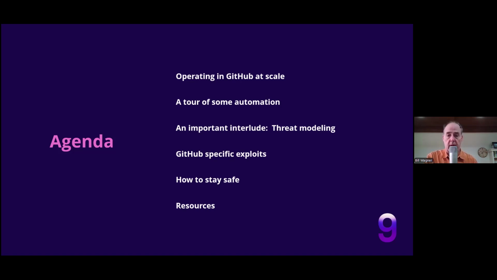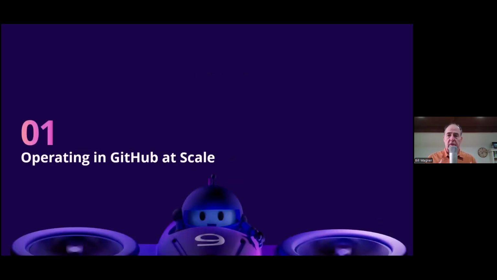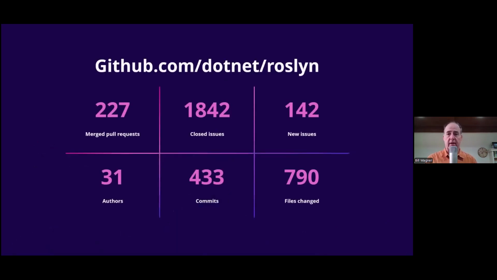Okay, so what do we mean by running GitHub at scale? This is just some of the things in our repositories for 1 month, I believe it was. Okay, so Roslyn is, for those that don't know, the repository that has the source code for the C Sharp and Visual Basic compilers. So in 1 month, merged 227 pull requests, 1,842 closed issues, 142 new issues came in. Some were valid, some weren't.